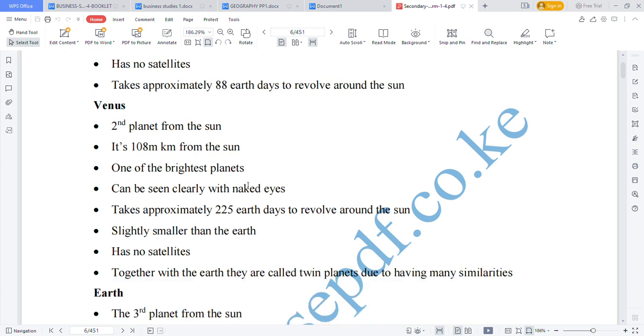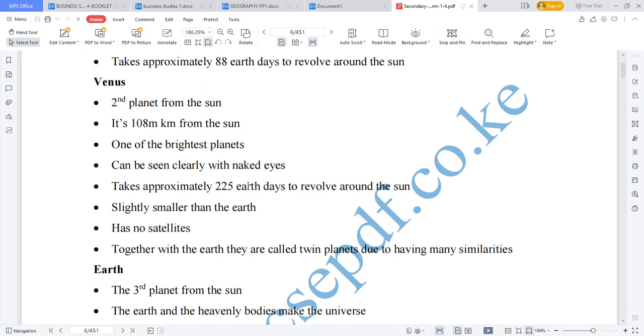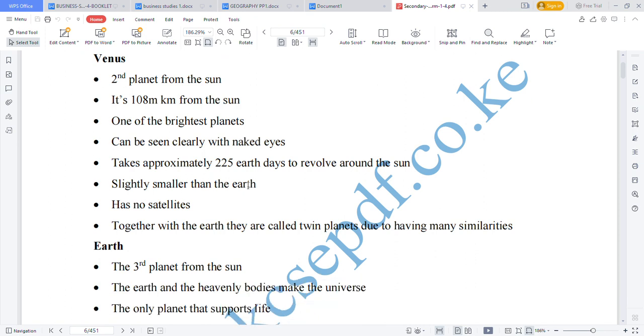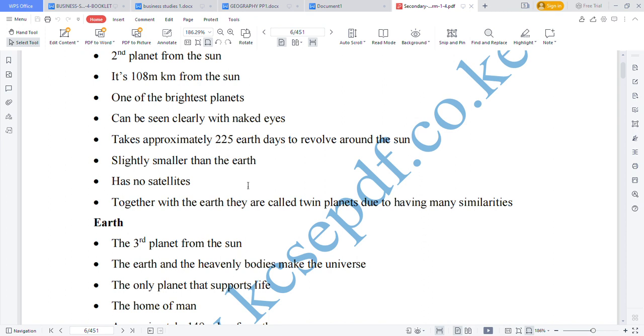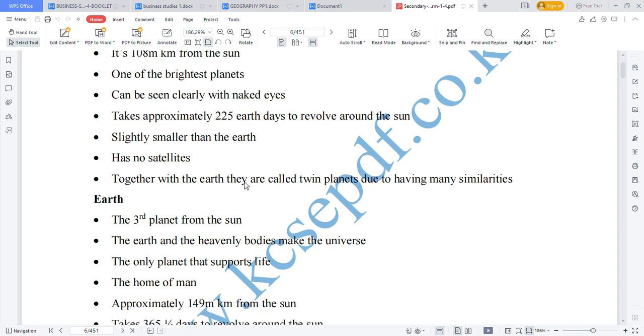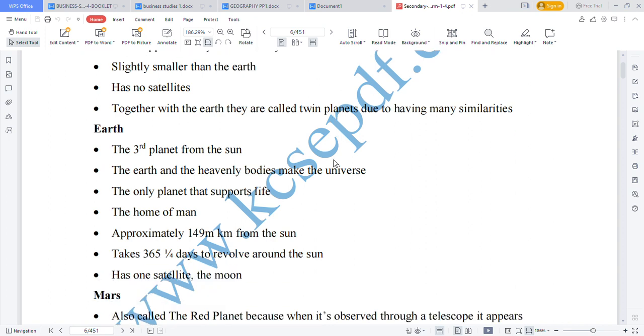Number 2 is Venus. It is the second planet from the Sun. It is 108 million kilometers from the Sun. One of the brightest planets, it can be seen clearly with naked eyes. Takes approximately 225 Earth days to revolve around the Sun. Slightly smaller than the Earth, has no satellites. Together with Earth, they are called twin planets due to having many similarities. So Venus and Earth are called twin planets. Why? Because they have many similarities.